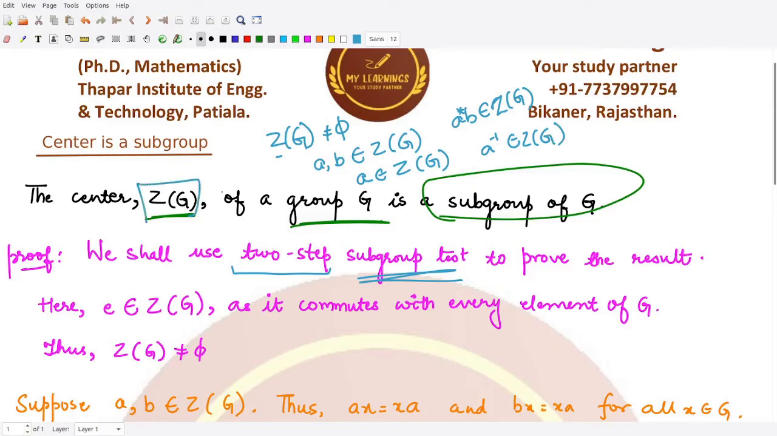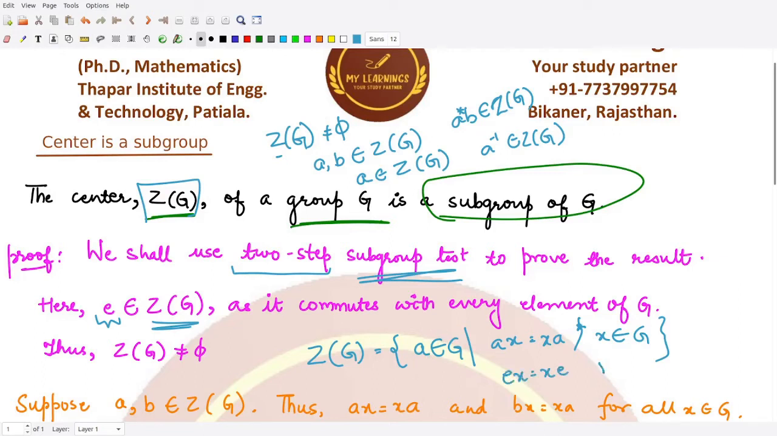So what is the identifying property of Z(G)? We know the definition. The center of the group G, Z(G), contains all those elements from the group that commute with every other element of the group. So this is the definition. First, we want to prove that the identity is present in Z(G). The identity commutes with every element of the group G: you may write EX equals XE for all elements X belonging to G. In that case, the identity would surely be in the center of the group.